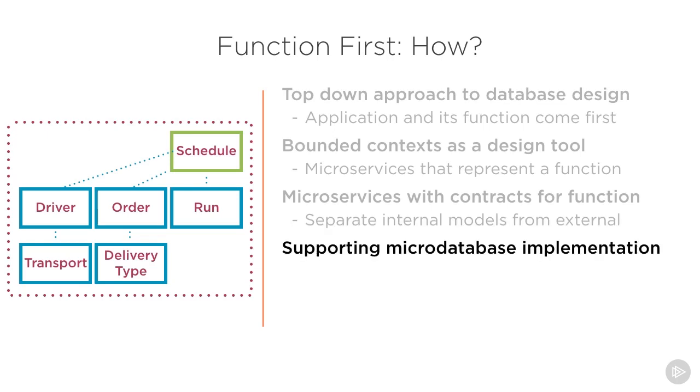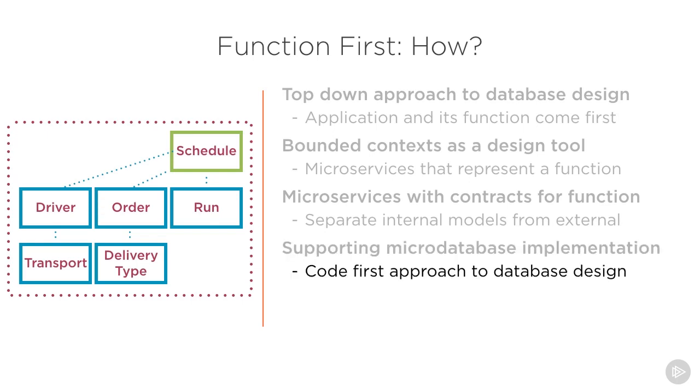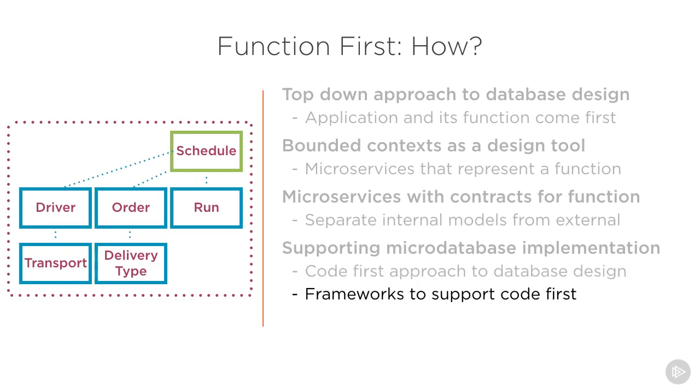In order to support our function first approach to database design, there are other techniques and approaches which can also indirectly support our function first approach. For example, code first approach to database design basically involves coding the models first within your code and then using frameworks to support the code first approach to physically create the database in the background. So for example, in .NET, I can take the code first approach to code all my models, and then using Entity Framework will just generate the database for me based on the code first models.